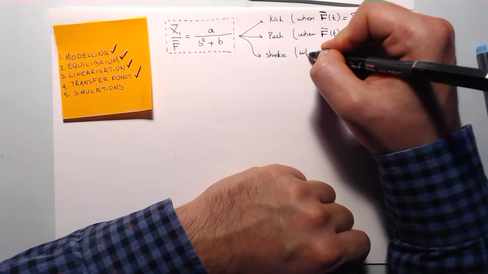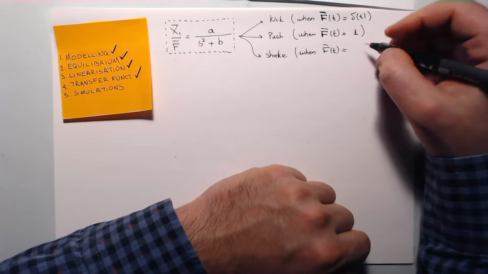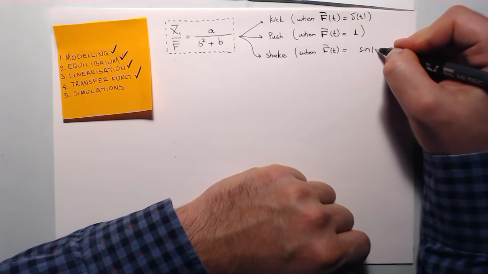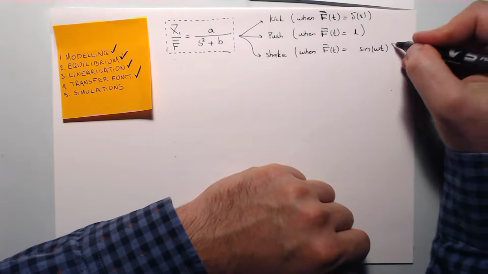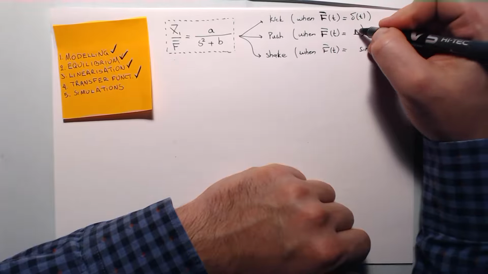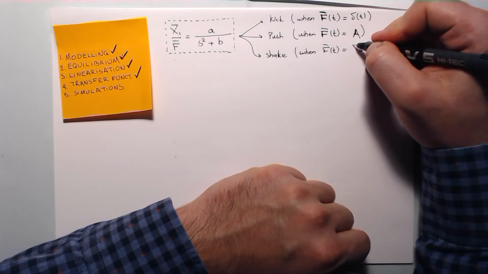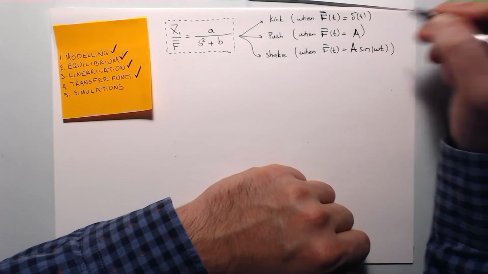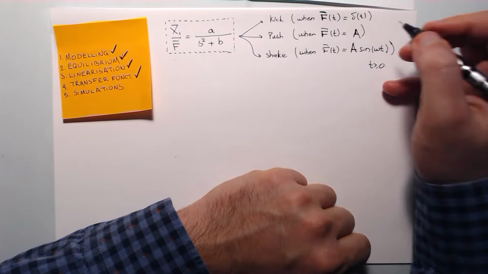So we can see what happens when F bar of t is sine of omega t. Now if you want to be a little more general, you can say here I want to push it with some force of magnitude a, and you can say here I can shake it with a force of amplitude a. All these for t non-negative.